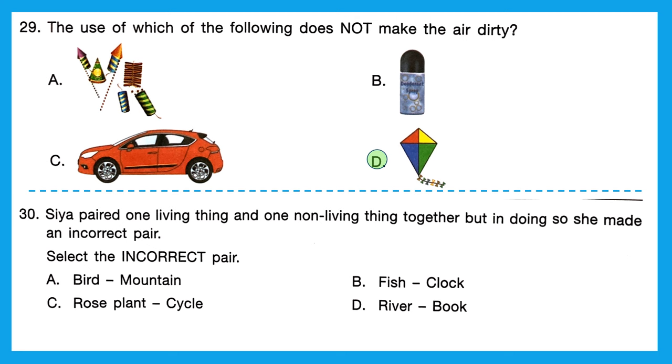D. River, book. So river is a non-living thing, that too a natural non-living thing, and book is a man-made non-living thing. So both are non-living things. That means option D is the correct answer because it is the incorrect pair.